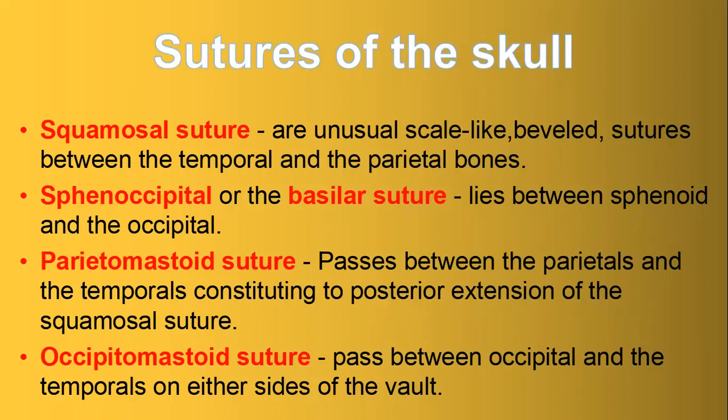We have the parietomastoid suture, and this passes between the parietals and the temporals, constituting the posterior extension of the squamosal suture. So this is an extension of that squamosal suture which we have just mentioned. Then we have the occipitomastoid suture, and this passes between the occipital and temporals on either side of the vault.